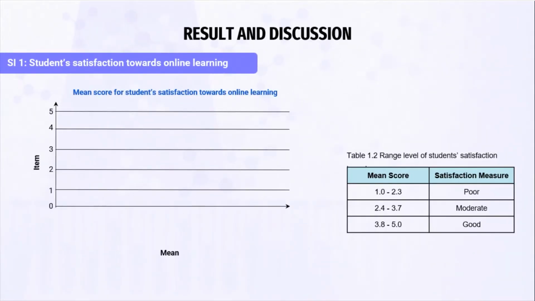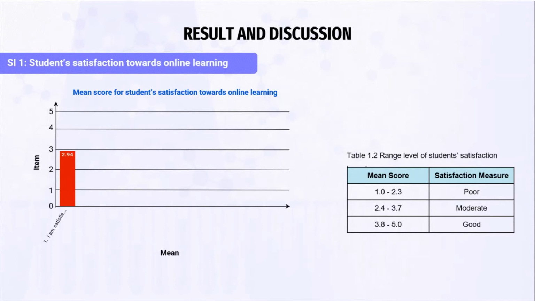This figure shows the mean score for student satisfaction towards online learning. There are 10 items, and the questions related to student learning satisfaction were asked in the survey. Firstly, for the first item, the mean score for student satisfaction towards online learning is 2.94, and according to the table, the satisfaction measure is moderate. This is because many students had a neutral opinion towards the new norm in online learning.